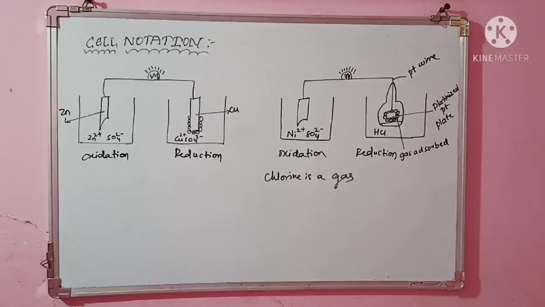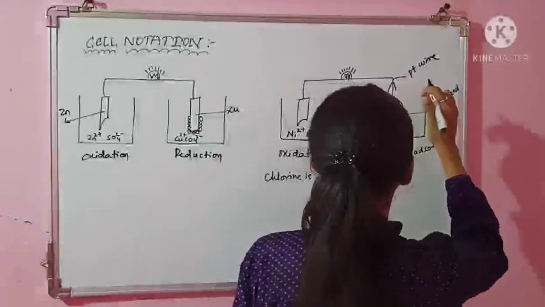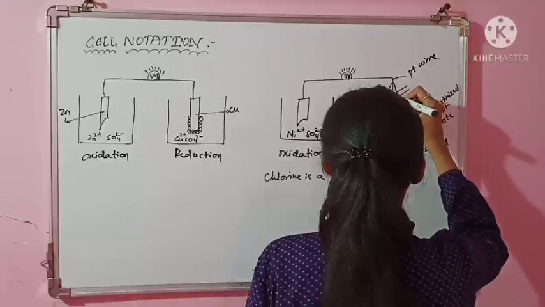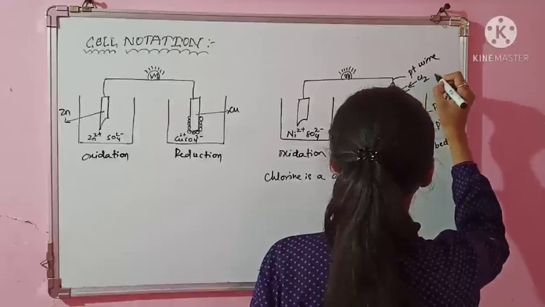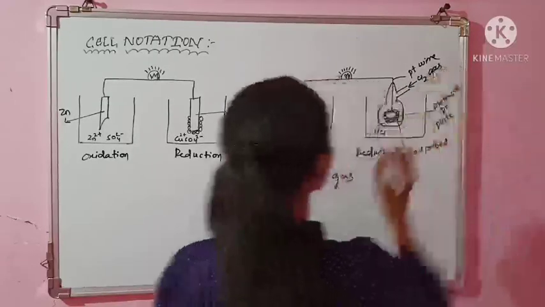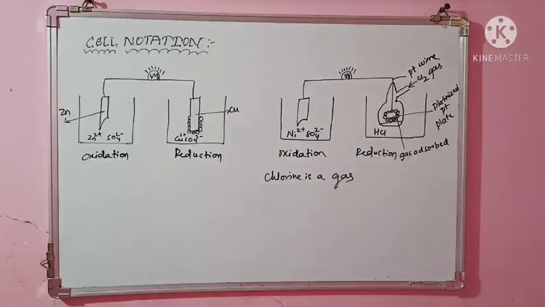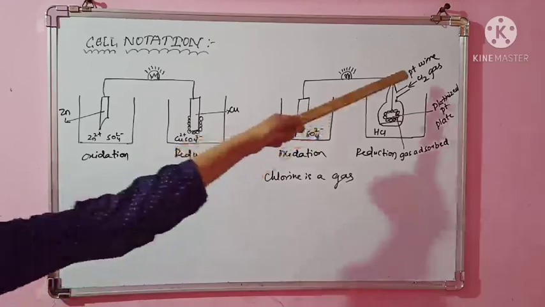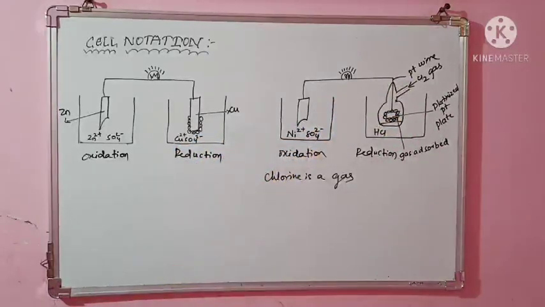Okay, so what we have to do? We have to pass the chlorine gas here. So here what will happen? Chlorine gas will be sent inside. Okay, so chlorine gas will be passed. Cl2, chlorine gas, will be passed inside the electrode, and whatever chlorine gas is there will get absorbed on this platinized platinum plate.